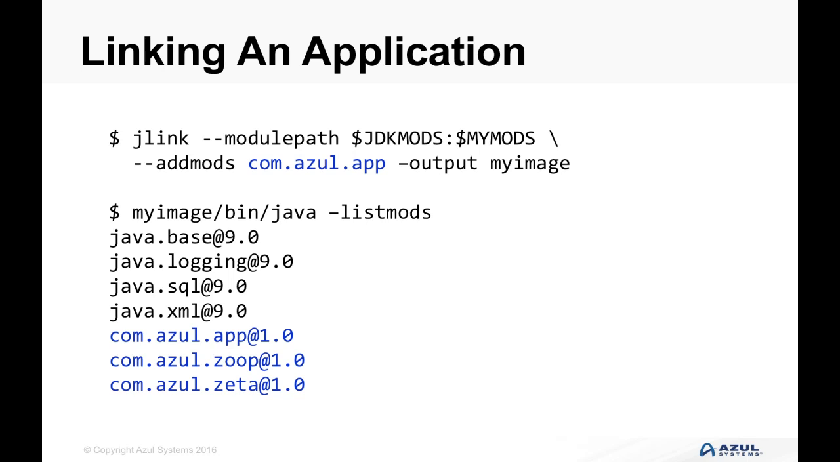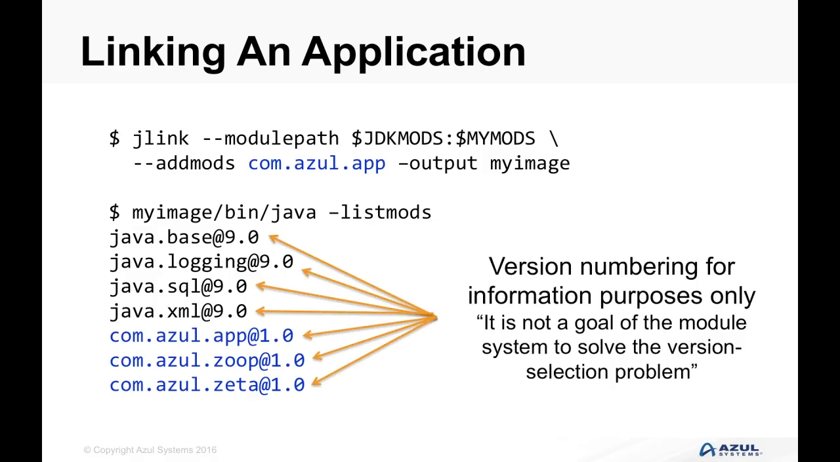Now, you may get very excited at this point because you will notice that there's this @9.0, @1.0, and you may think to yourself, oh, look, we've got versioning. Finally, in our modules, we've got versioning. Do not get excited. This version numbering is for information purposes only. It has no bearing on what's actually used by the runtime system or by the compiler. And I actually put a quote from the document that is the state of the module system. It says, it is not a goal of the module system to solve the version selection problem, which is a real shame in my opinion, because isn't that part of what you really need?